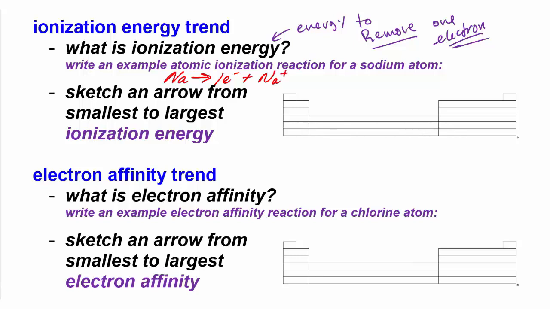Sketch an arrow from smallest to largest ionization energy. So, since francium was the biggest, it's going to have the smallest ionization energy. Very easy to ionize because it is so big. Helium has the largest ionization energy because it's so small. So if we want to draw an arrow from smallest to largest ionization energy, it's the opposite of size.